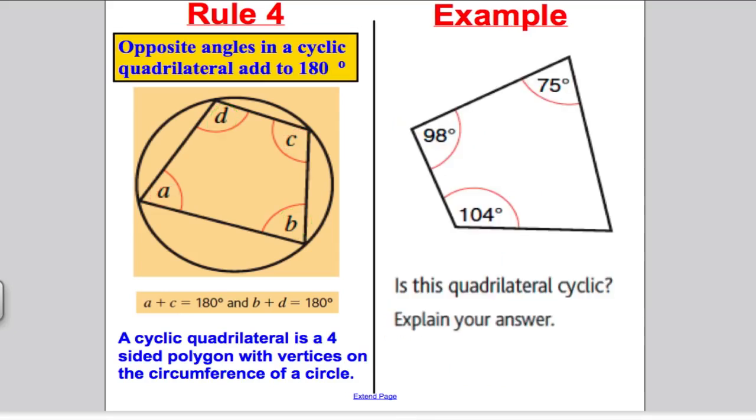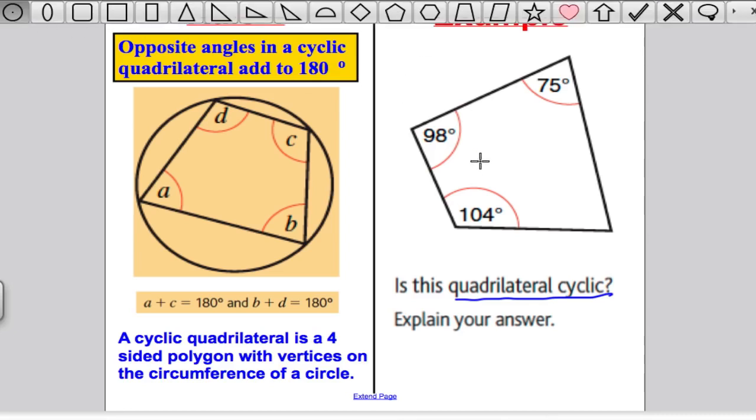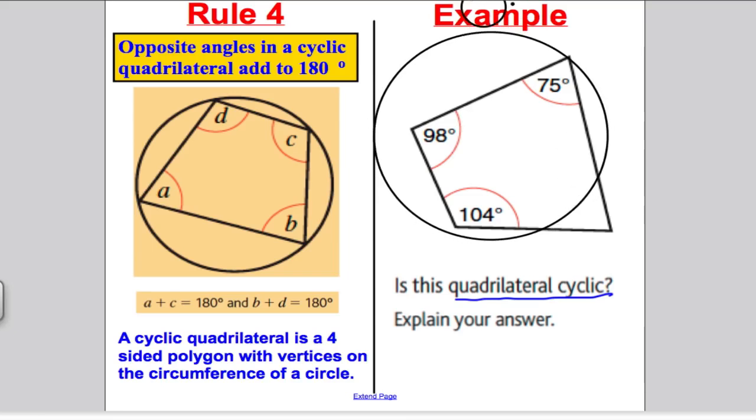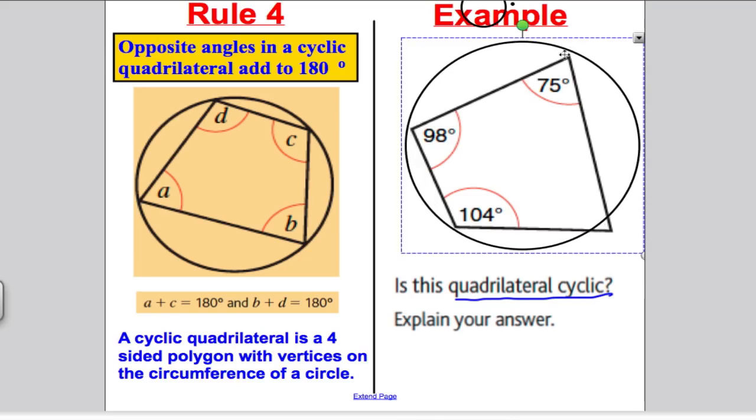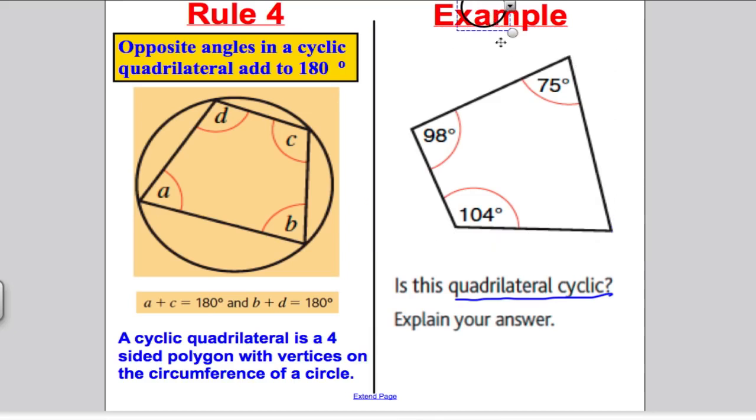And let's just take a look at another type of question with this rule. Opposite angles in a cyclic quadrilateral add to 180. Here's a question, shows us a quadrilateral. It asks us, is this a cyclic one? I.e., could I draw a circle around this so that each corner was on the edge of a circle? Could I do that? Well, I'm trying to do it here with a circle. I'm not getting much success, but that's not a proof. That doesn't tell us anything. What we do know is if it was cyclic, the opposite angles had to add to 180. Now that one and that one, when you add them up, they add to 179 degrees. They don't add to 180, so they can't be cyclic. So the answer to this is no.